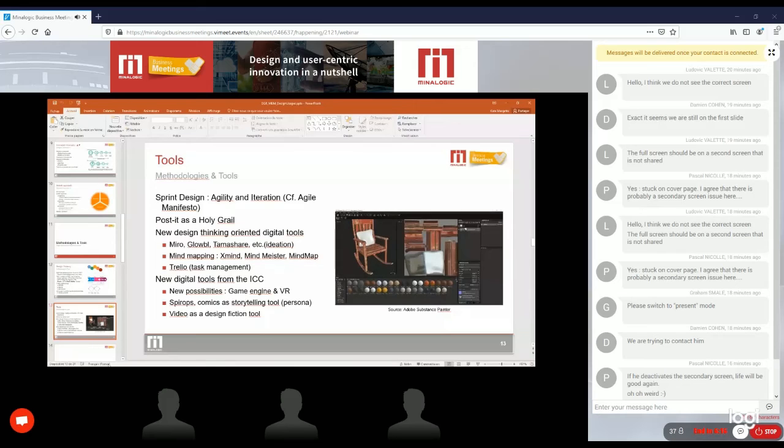But the fact is now that with digitalization, we have the possibility as designers or as a design approach to use digital tools, and even if you don't want to use a post-it, you can now use software with virtual post-its, but you have a lot of ideation tools or design-oriented tools like Miro, Global, Tamashare to share new ideas with people, to define your concept, and use mind mapping, or to define task management like Trello.